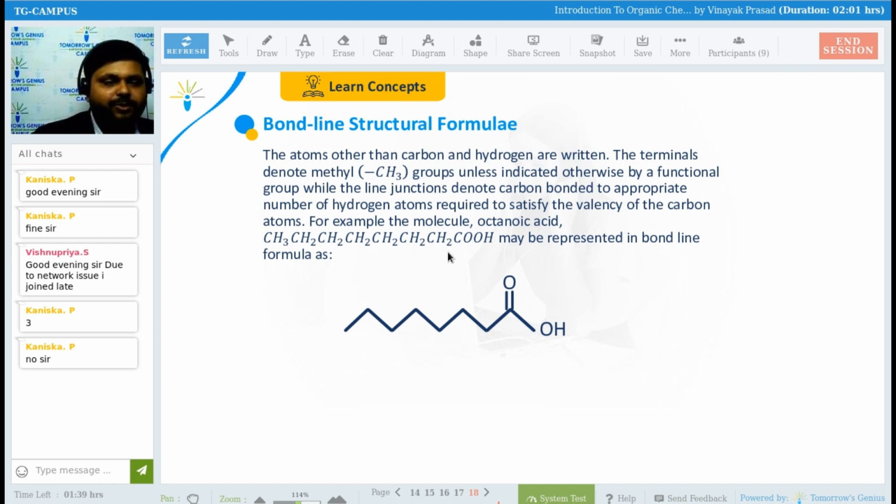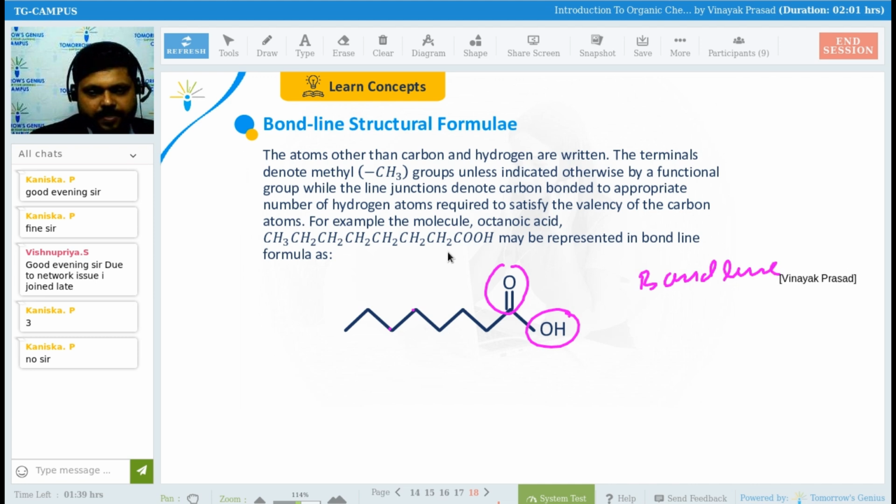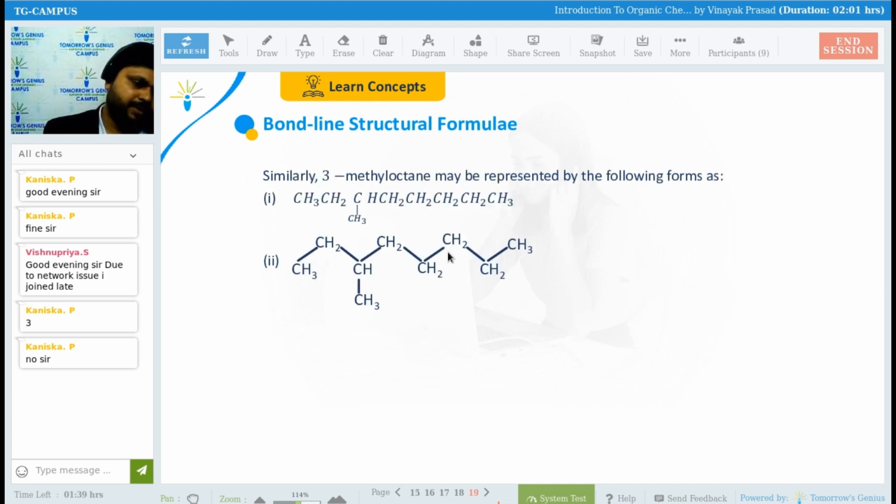Now, your bond line notation. See guys, what is there? 1 carbon, 2 carbon, 3 carbon, 4, 5, 6, 7, 8 carbon is there, right? And C double bond O is there and OH is here. This is what you can see here. How can we draw these things in bond line notation? These are bond line notation. Is it okay? Any doubt? No? Now see here.